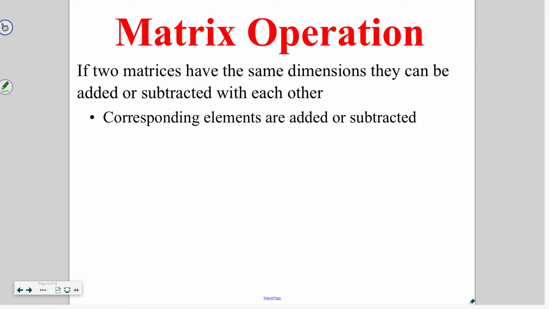Next thing we have to talk about is the matrix operations. We are just going to be doing simple operations. We aren't going to be doing anything to solve them yet. So when we are doing these matrix operations, you can either add or subtract them, but they must be the exact same size. So if they do not have the same dimensions, you cannot perform these operations.